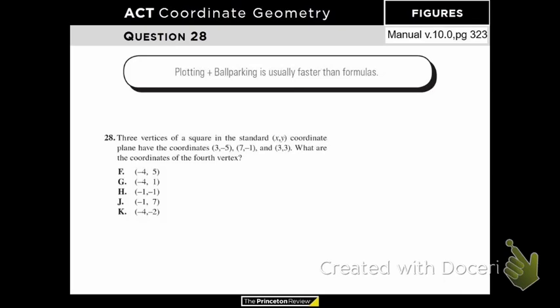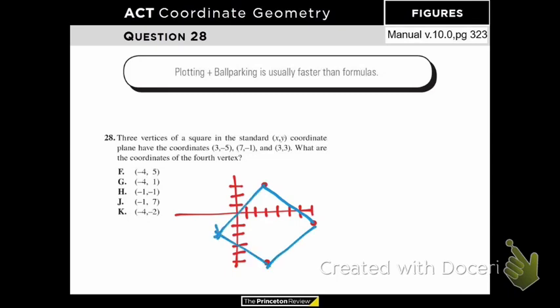So for this one, it says 3 vertices of a square in the standard xy coordinate plane have the coordinates, and then it gives the 3 points. So I'm going to go ahead and plot these the best that I can here. So 3, -5 is the first one. 7, -1 is the second one, and then 3, 3 is the third one. What are the coordinates of the fourth vertex? So you can kind of see here what this is going to look like. It says that it's a square, and this is not perfect, but it should be somewhere around here on that fourth point.